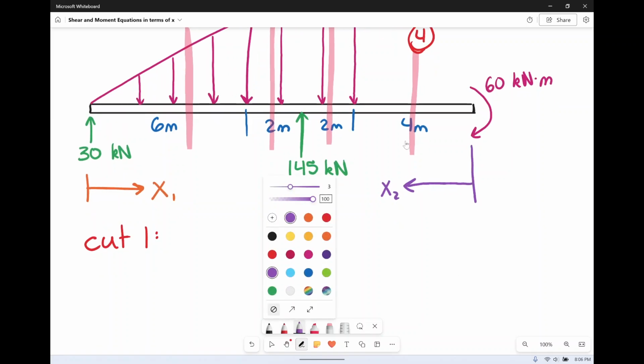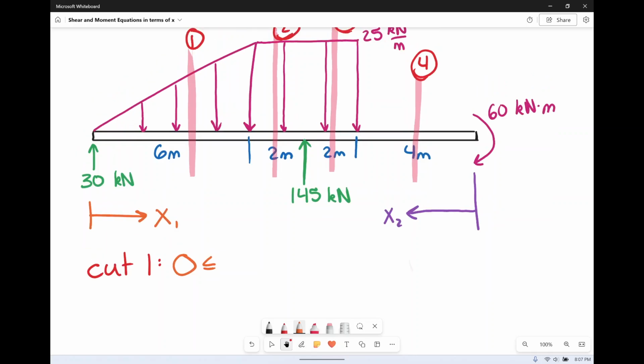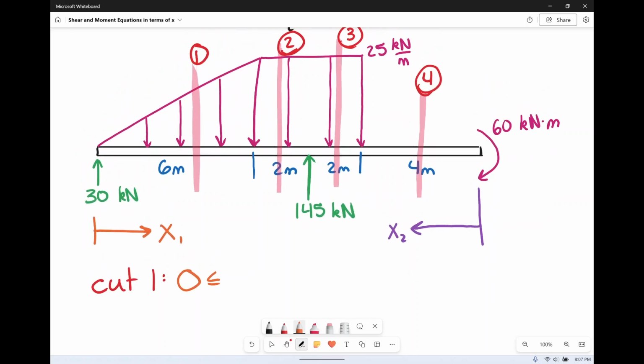So since I've decided I'm going to use x1, I need to state how much of x1 I'm going for cut number 1. So cut number 1 does start at 0, right? Does start at 0 meters from x1. And this equation is going to satisfy all the way up to, again, we said right here at that 6 meters. So we're going to go all the way to 6 meters.